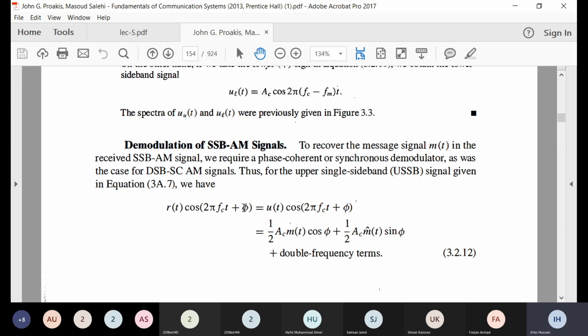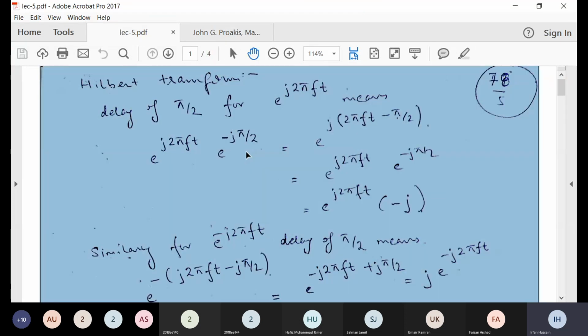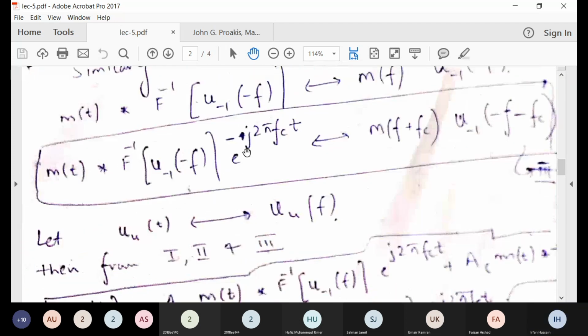If it is not synchronized, then there will be some phi phase shift between this carrier, which is locally generated at the receiver, and the carrier which is inherent in the received signal. So our received signal is just U of t, the upper signal, multiplied with this locally generated cosine wave. If it is not phase coherent, there will be some phase shift. Some of the steps are missing here, so I have done all of this in my notes.